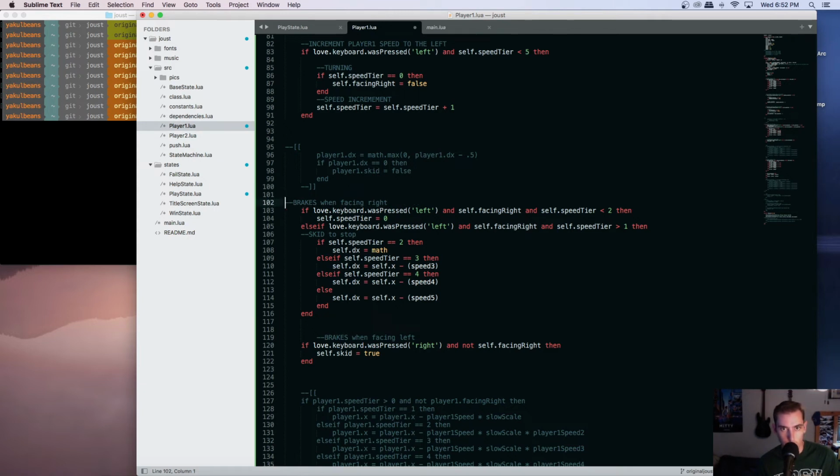So right here, this is saying, if the brakes are applied by pressing left, meaning I'm going right, and the speed tier is smaller than 2, meaning 0 or 1, then set its speed tier to 0, which will stop it from moving. Else if left is pressed and facing right, so same conditions, but speed tier is greater than 1, either 2, 3, 4. See, is there?